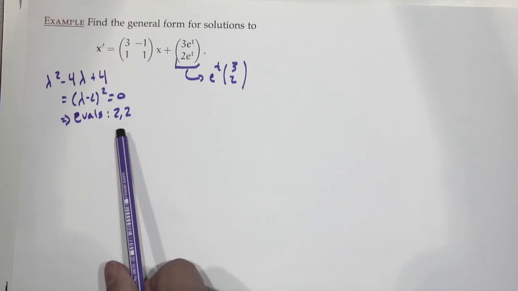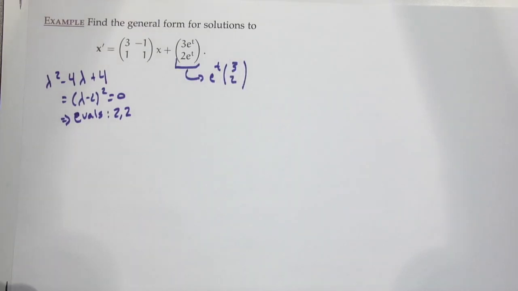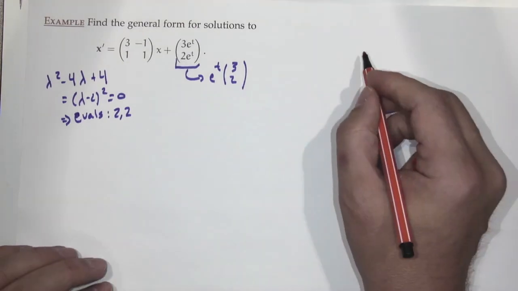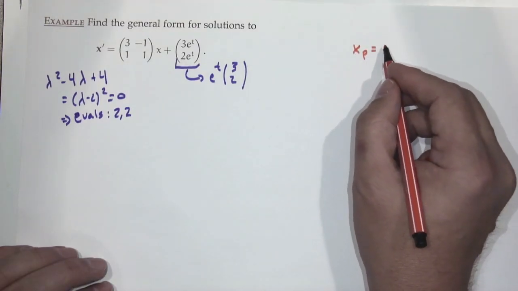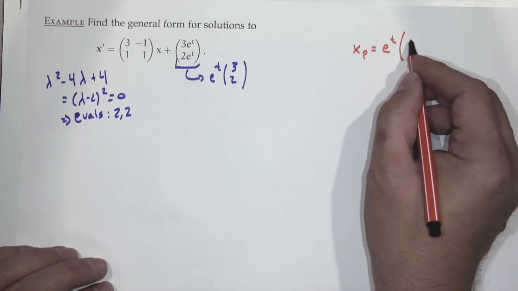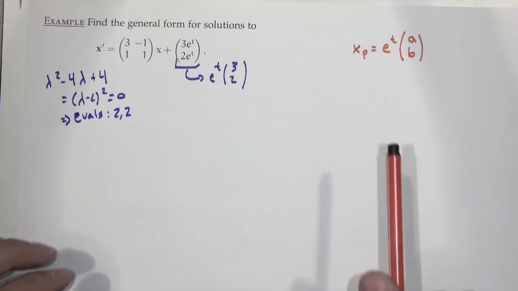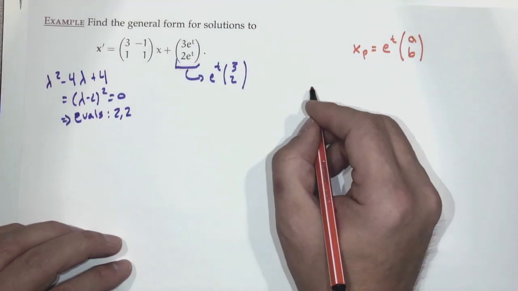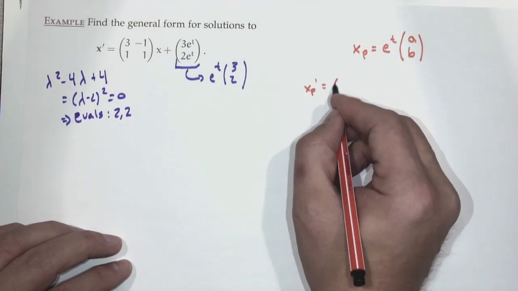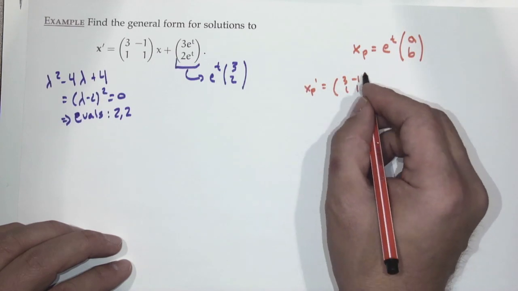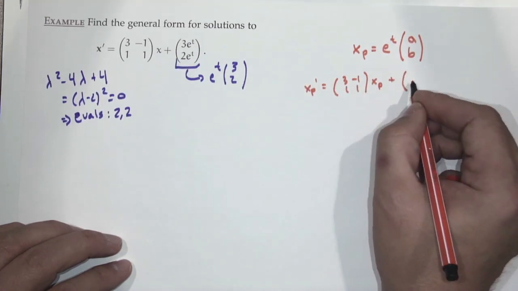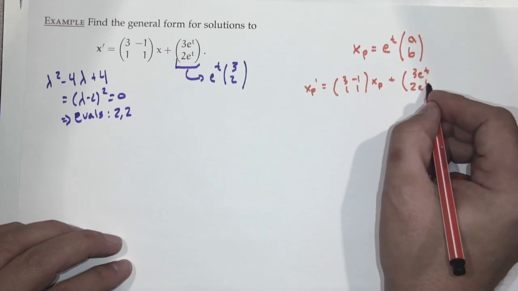In terms of the particular solution, what does that say about our form for xp? There's no overlap, so xp looks like e to the t times some unknown vector ab. No bumping is needed because our eigenvalues are 2 and 2. So how do we find a and b? Yeah, we plug it in, exactly. So we're going to look at xp prime, set this equal to the matrix 3, minus 1, 1, 1 times xp, and add 3e to the t, 2e to the t.